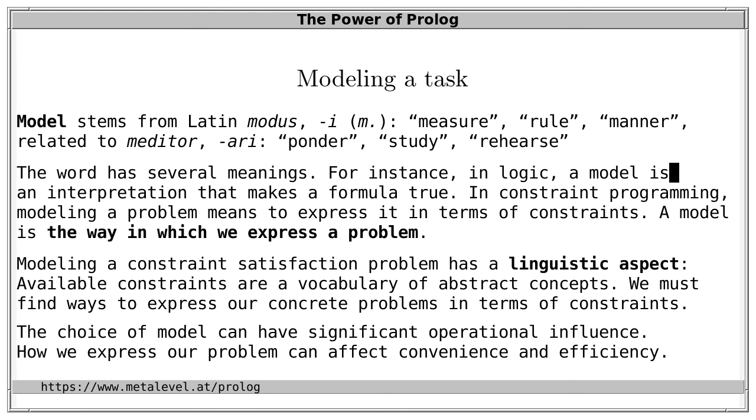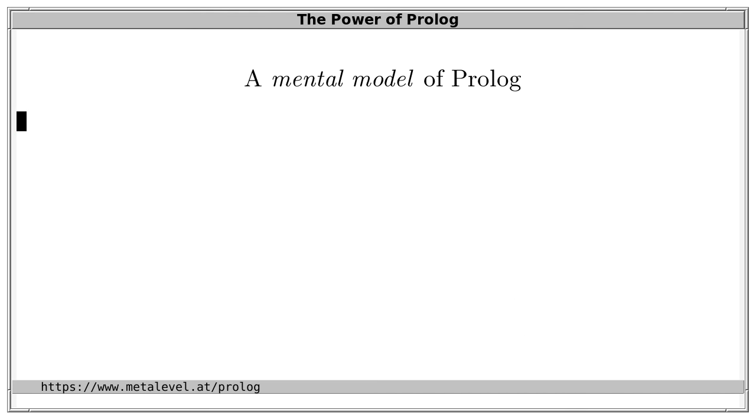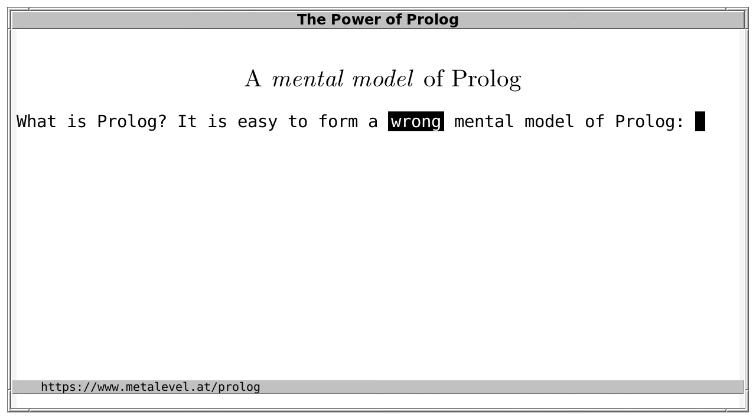Now let's go back for a moment to the word model. As already mentioned, model has several different meanings. And it also occurs, for example, when we say someone has a mental model of something. For instance, what is our mental model of Prolog? Do we really know what Prolog is? It sounds easy, right? But it's not. It's easy to form a wrong mental model of Prolog.